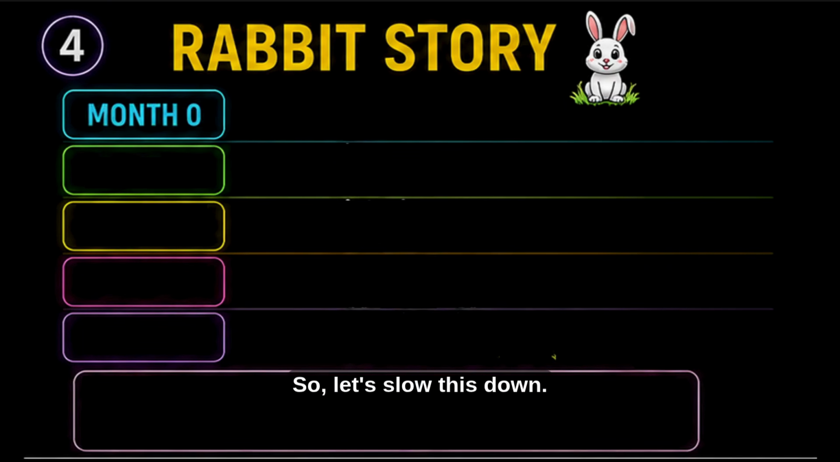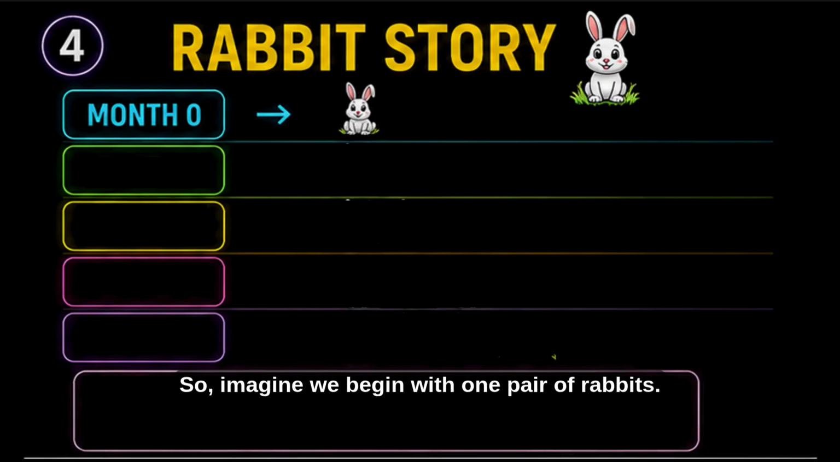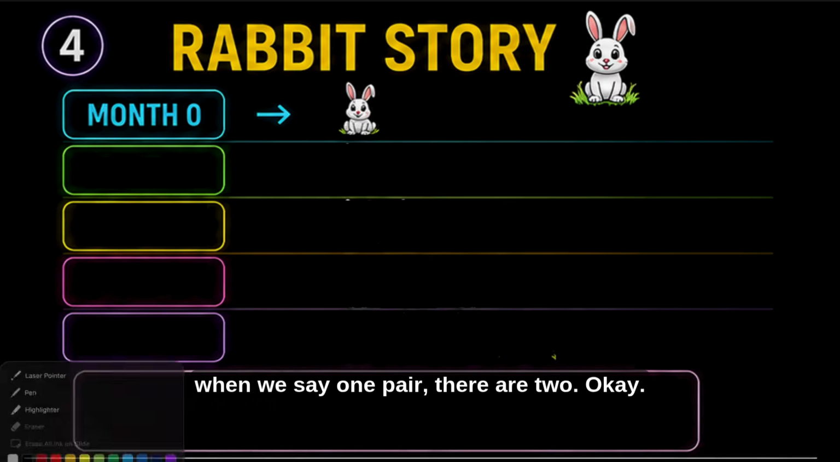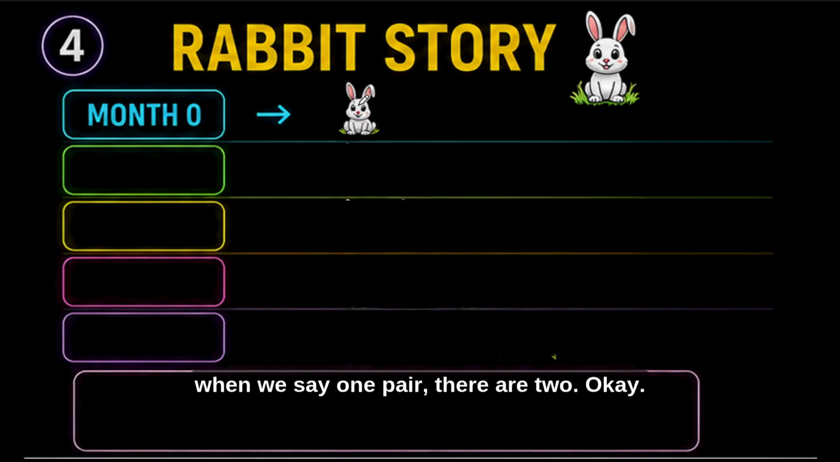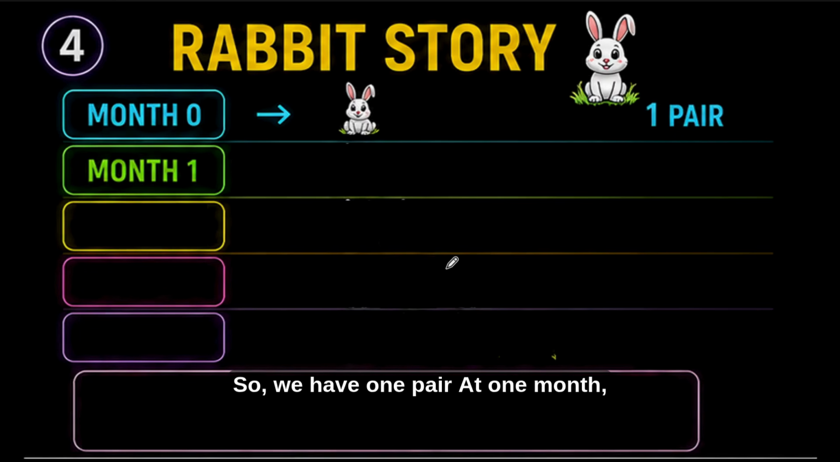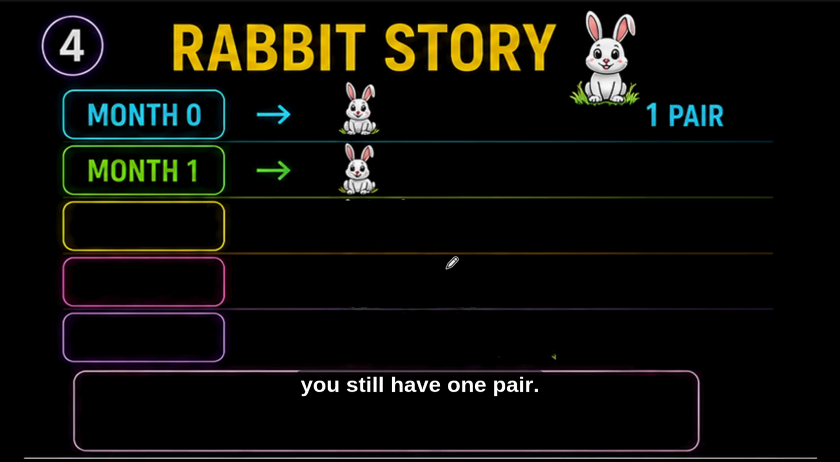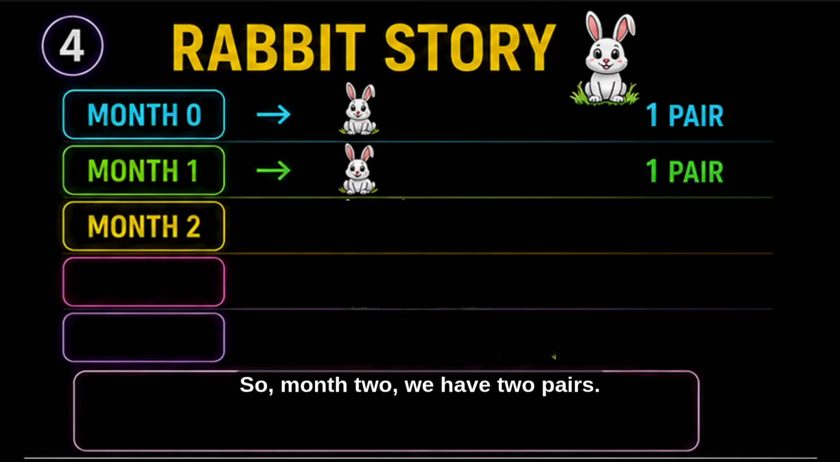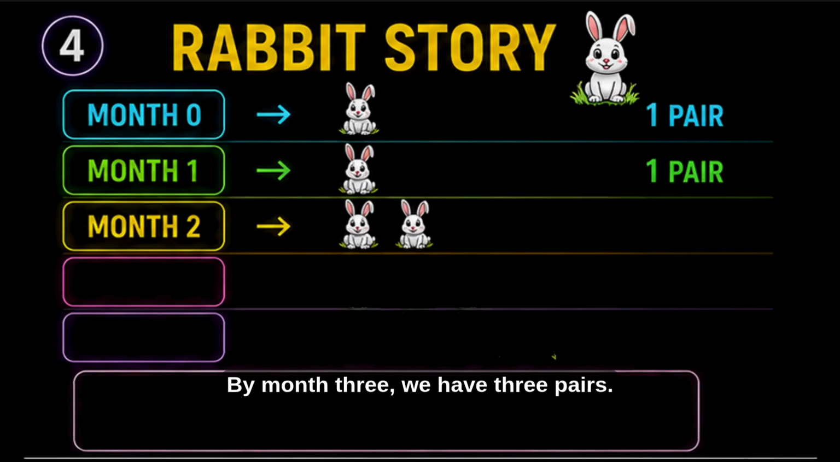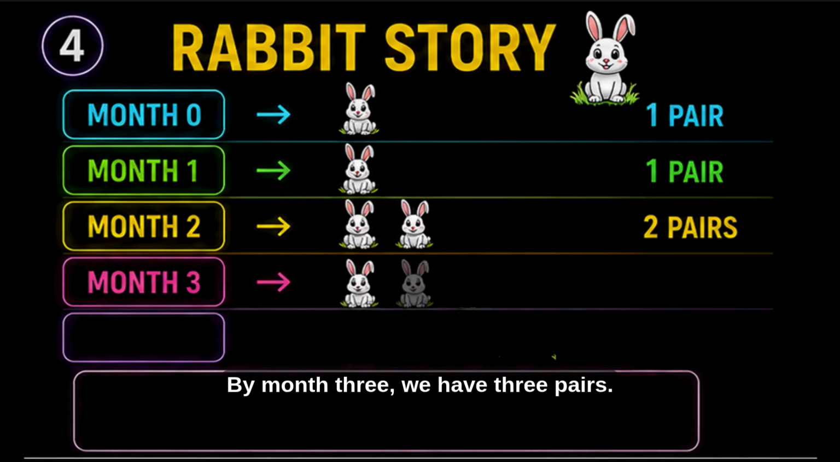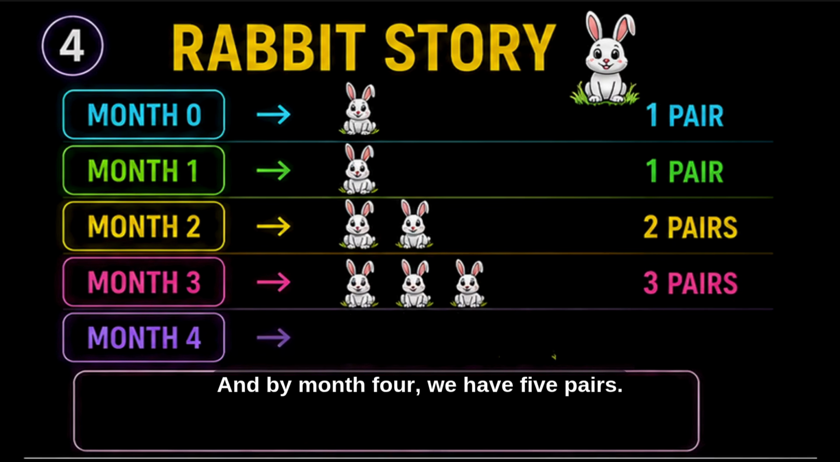So let's slow this down. Imagine we begin with one pair of rabbits. So basically, when we say one pair, pair two, okay. At month 0, we have one pair. At month 1, we still have one pair. Then something happens by month two. At month two, we have two pairs. By month three, we have three pairs. And by month four, we have five pairs.